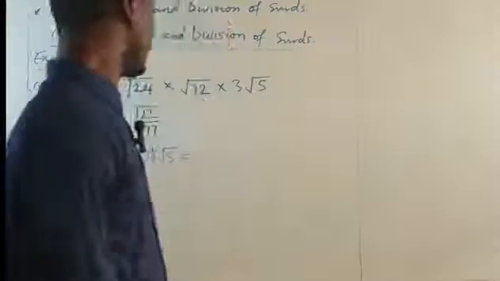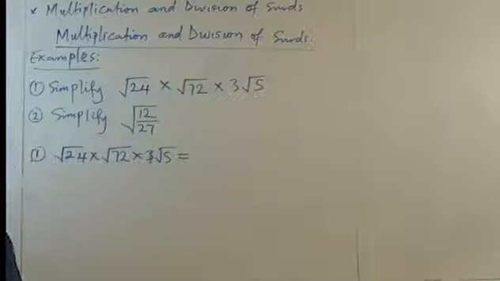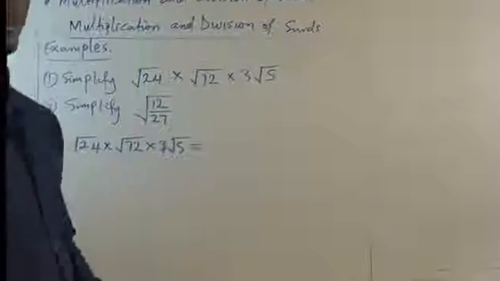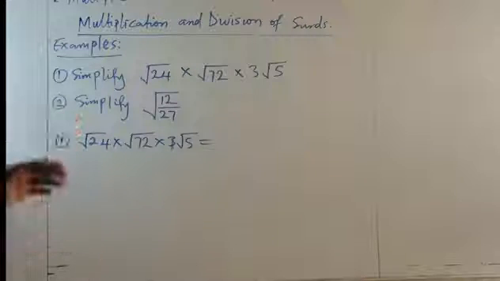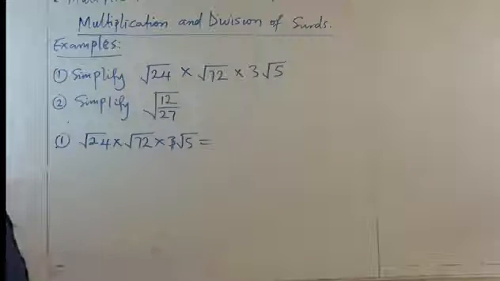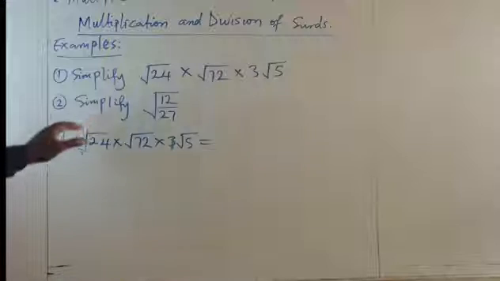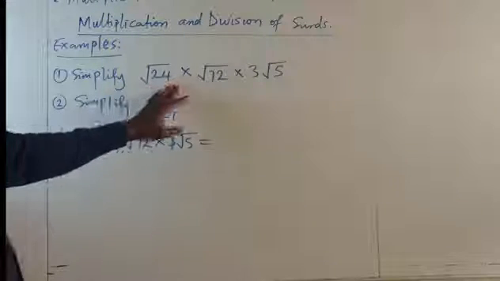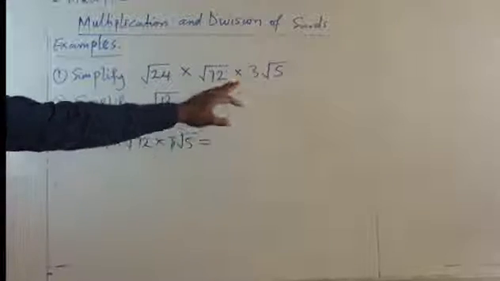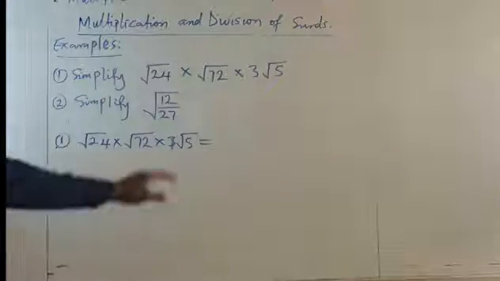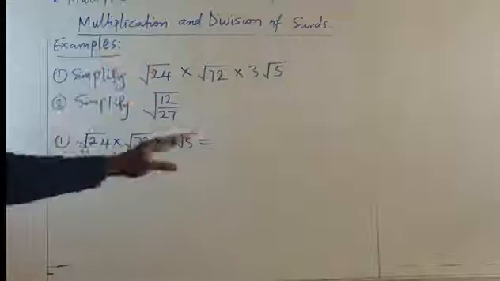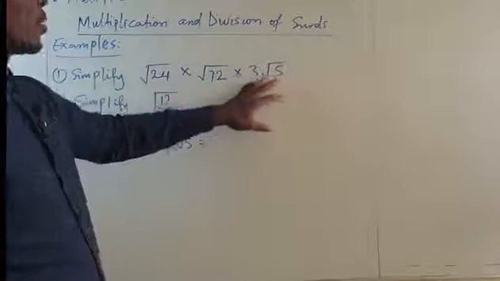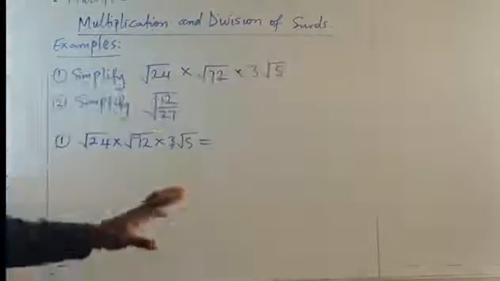So you are welcome back. Here is the continuation of arithmetic operations with Surds, and we are moving to multiplication and division of Surds. The first example is on multiplication of Surds, and we have it as simplify root 24 multiplied by root 72 multiplied by 3 root 5. Root 24 is not in simplest form because we still have a perfect square there, root 72 as well, but 3 root 5 is already in the simplest form.